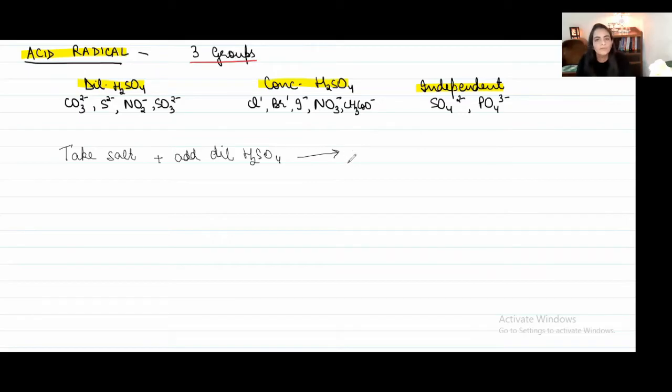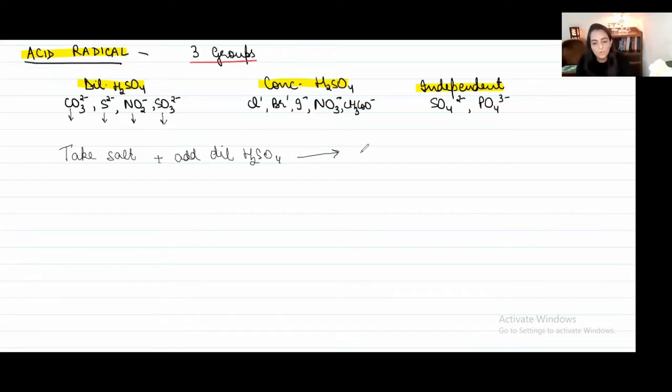So you have tables where all the observations are mentioned. So look for observation. If there's a brisk effervescence, it indicates carbonate ion. If it's a rotten egg smell, sulfide ion. Then a black precipitate shows nitrite, and a pungent smelling gas indicates sulfite ion. So these are some observations for the dilute sulfuric acid group.